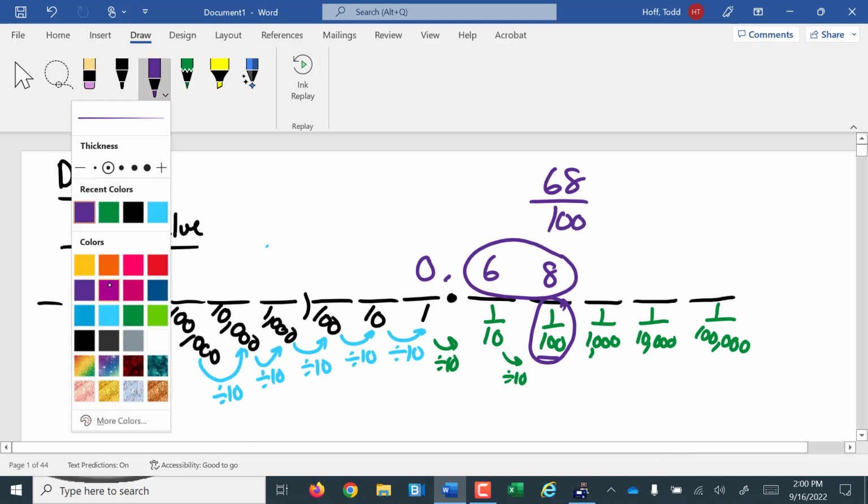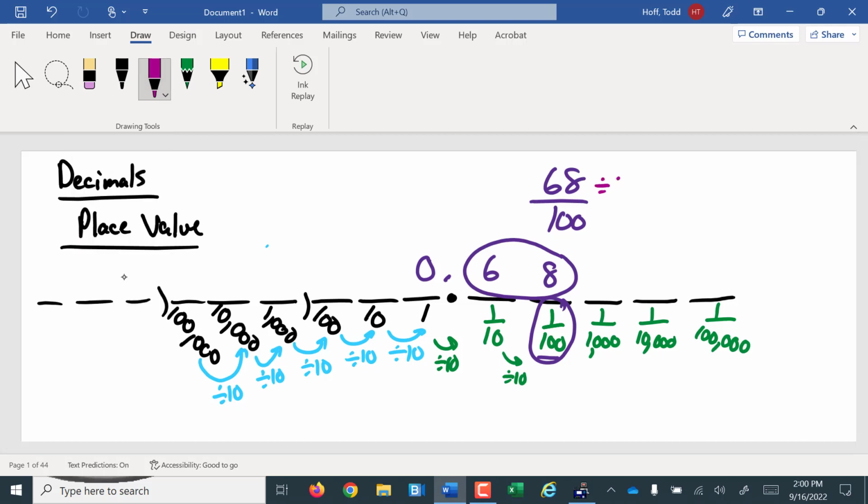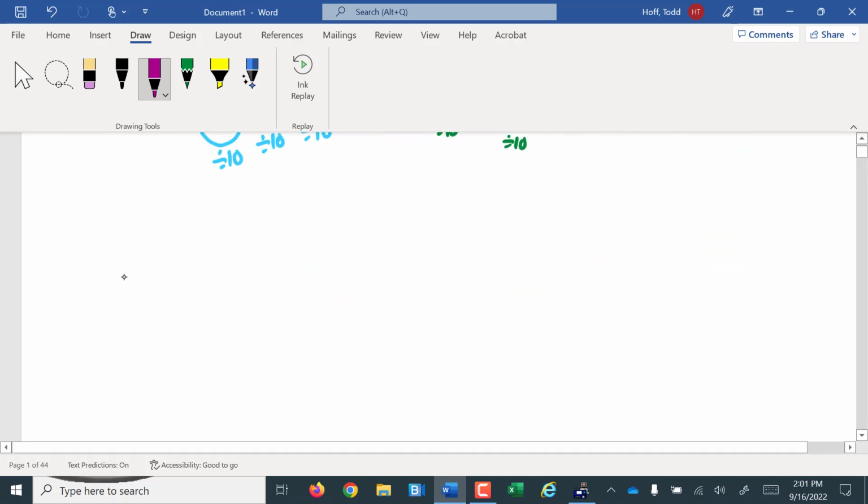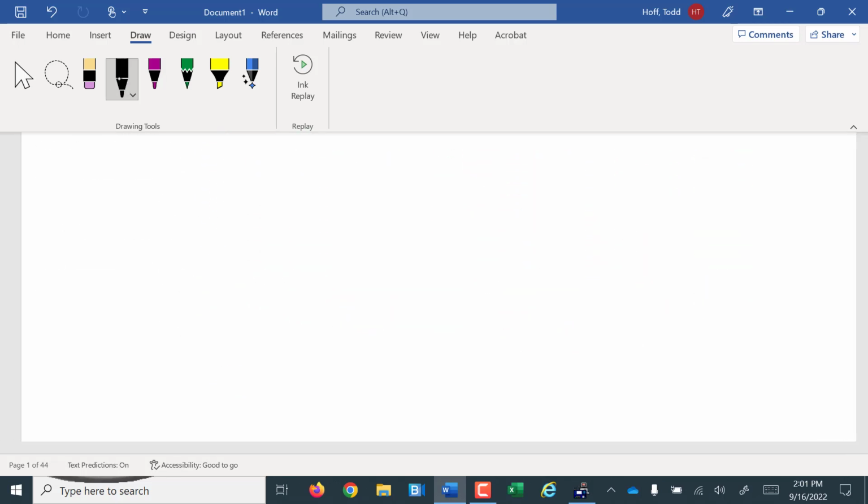Now, of course, as a fraction, we would reduce that. Both of those numbers can divide by 4. 68 divided by 4 is 17. 100 divided by 4 is 25. So 0.68 is equivalent to 17/25. But we can write it as a decimal if we can convert it into that fraction with denominators that are powers of 10. We'll look more at converting decimals into fractions later. For now, we want to jump into operations with decimals.